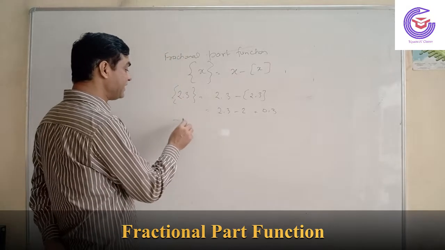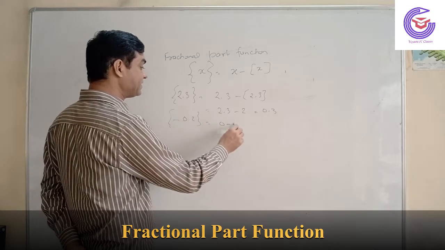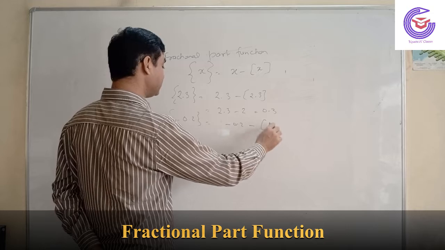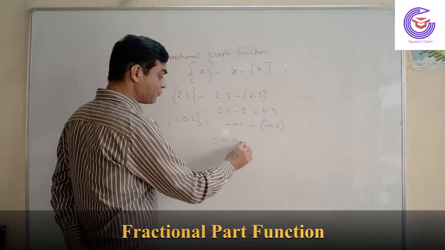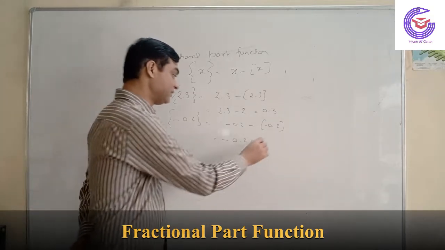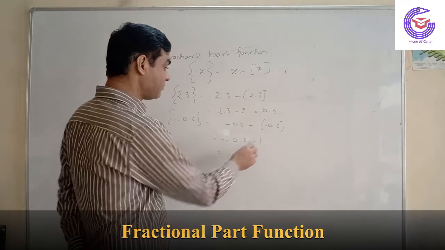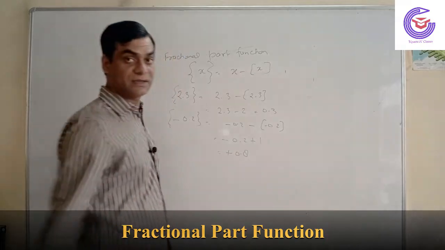Suppose you give the value -0.2. So it will be -0.2 minus the greatest integer of -0.2. The greatest integer of -0.2 is -1. So this will give minus minus plus, and it comes out as plus 0.8.